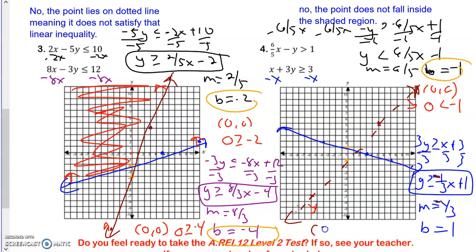My favorite point is 0, 0. Is 0 greater than or equal to 1? And the answer is no. So I need to shade above. And the area where I need to shade is right here, and that is the answer.